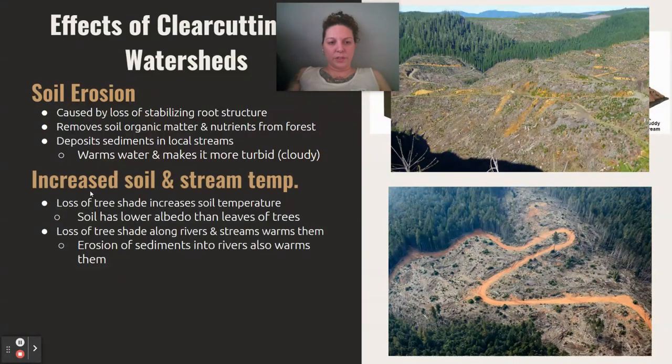Like I said, that's going to increase our stream temp, but it's also going to increase our soil temp, because as we lose those trees, we lose the shade cover they provide, not only for the area where they were growing, but also, if they grow over the edge of water, for that water as well. So clear cutting is going to have a lot of negative effects, from sedimentation to increased temperature of the land and the water. Just overall, not a good thing.